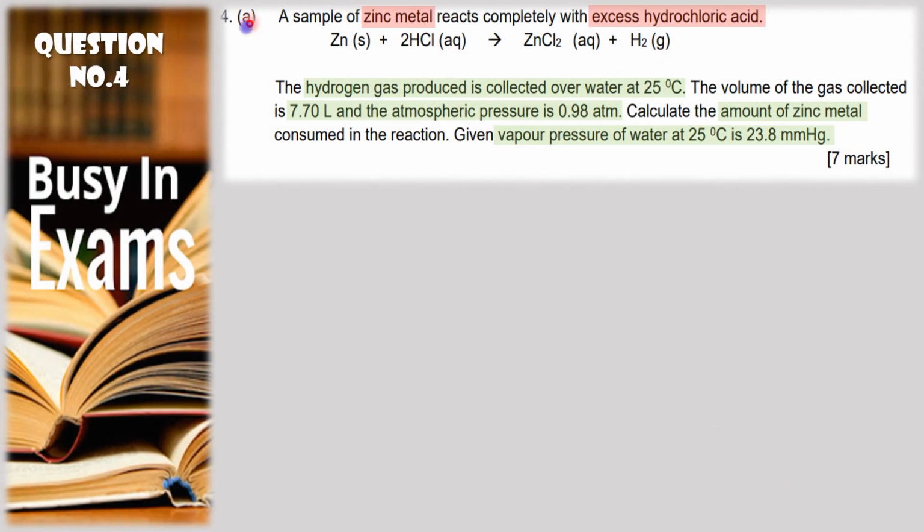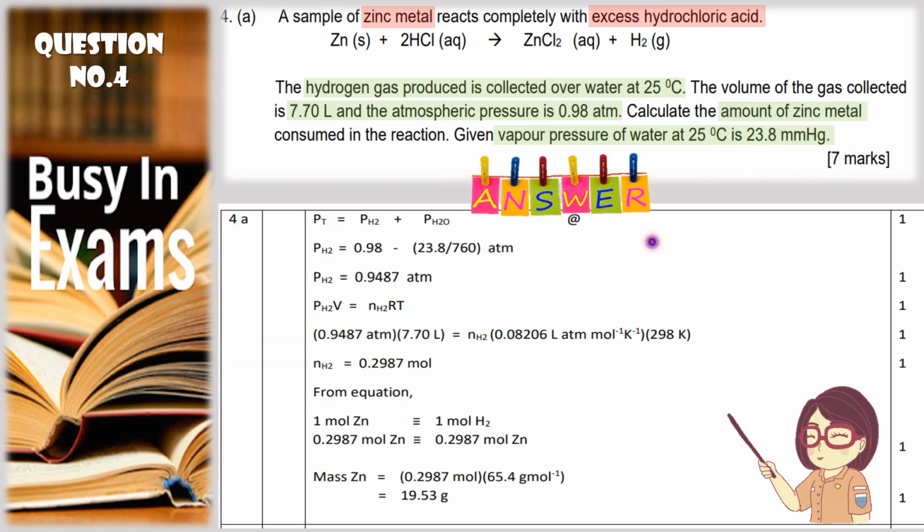Okay, next, number 4A is about the displacement method. Hydrogen gas produced is collected over water, so it is the water displacement method. Given to you the volume of gas and the atmospheric pressure is 0.98, and you have to calculate the amount of zinc metal consumed. What is the mass of zinc consumed? Another clue given is the vapor pressure of water, 23.8 mm Hg.